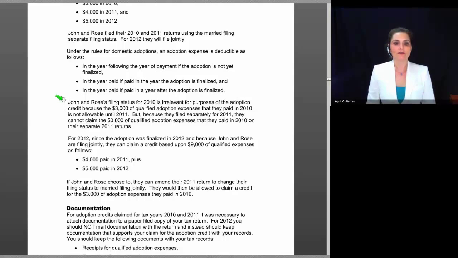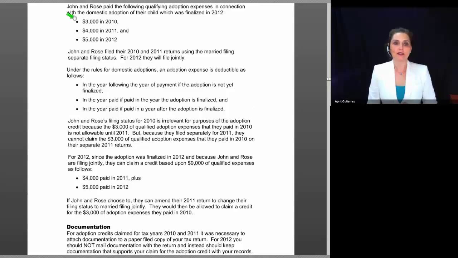Well, John and Rose's filing status for 2010 is actually irrelevant. They filed separately in 2010, and they had expenses in 2010, but they couldn't have claimed them on their 2010 return anyway because the adoption was not final. And when you pay expenses in a year earlier than the adoption becomes final, you claim those expenses in the year after the year you pay them. So what that means is that these 2010 expenses of $3,000 only became eligible for the credit in 2011.